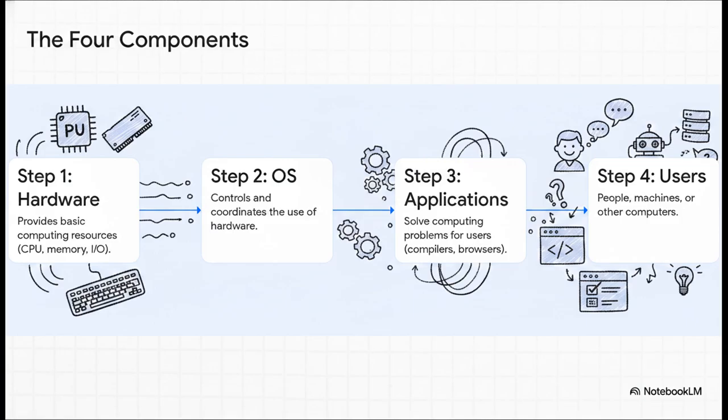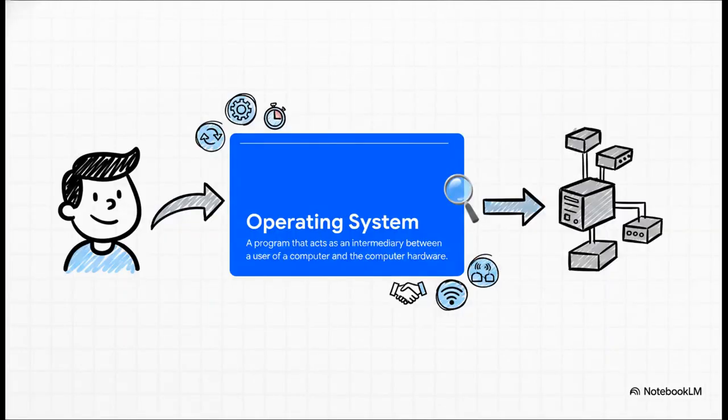Let's just break that down a little. So the hardware, that's your CPU, your memory, your input/output devices like your keyboard or monitor, that's the raw power, the basic resources. The OS, well, that's the master controller of it all. The applications, your web browser, your games, they use those resources to actually solve problems for you. And then there's us, the users, interacting with those applications.